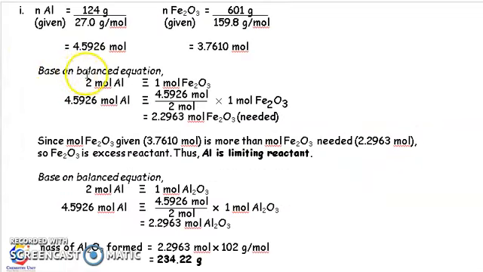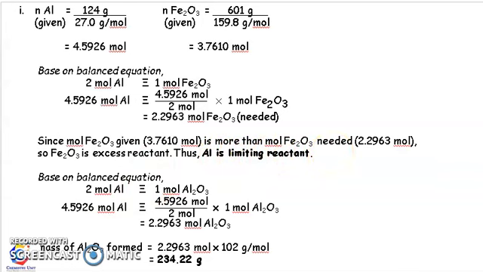So compare. Based on the equation, 2 mole aluminium is equivalent to 1 mole of iron oxide. So based on here, 4.5926 mole of aluminium, by stoichiometry, you get the answer 2.2963 mole of iron oxide needed. Given is 3.7 something, needed just 2.29. Is it enough? Yes, enough. So try to make this statement: since the mole of iron oxide given is 3.7 is more than iron oxide needed, which is 2.29, iron oxide is the excess reactant. Thus, aluminium is the limiting reactant.